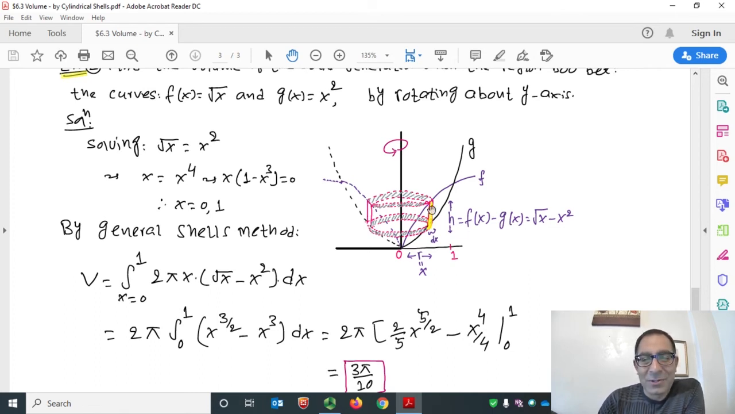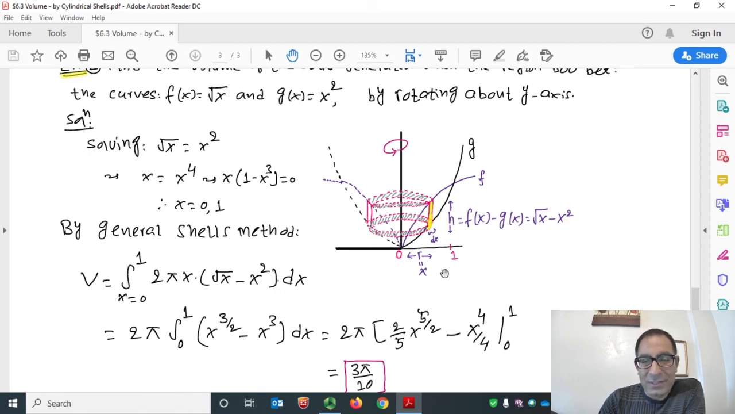So now let's rotate this stripe around the y-axis. Then this generates this cylindrical cell here. So the width of this stripe is dx. So what's the height here? So height is here, from here to the top is f(x), and from here to here is g(x). So this height is simply this big distance minus this small distance. So f(x) minus g(x). So then radical x minus x squared.